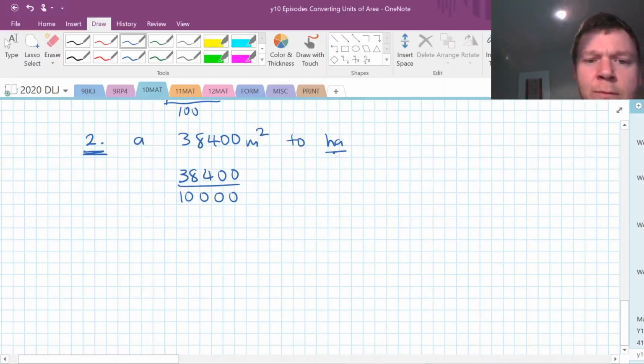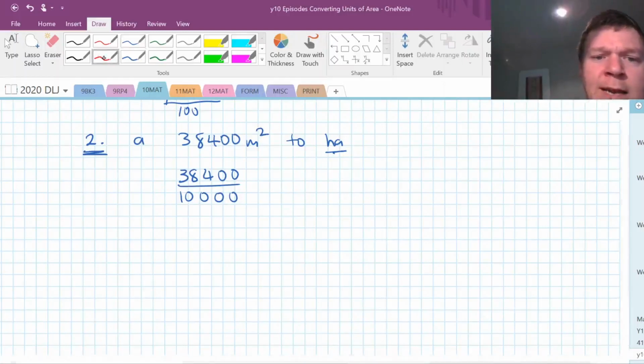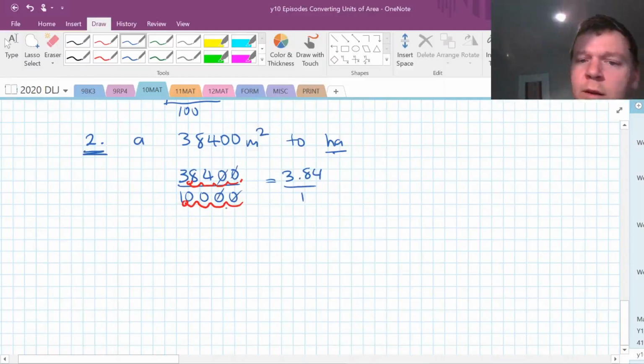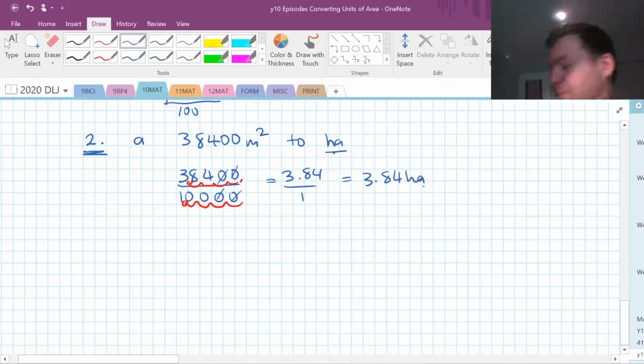See how this number lines up perfectly on the top? We could take our decimal point and just move it the same amount on the top and bottom. So we're going to get 3.84 divided by 1 if we move the zeros down. Technically, if you've got zeros on top and bottom, you can cancel out. So you might get 384 divided by 100, and I'll be like, oh, okay. So our final answer is 3.84 hectares.